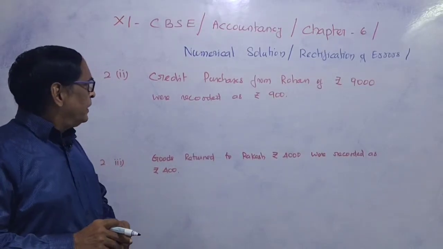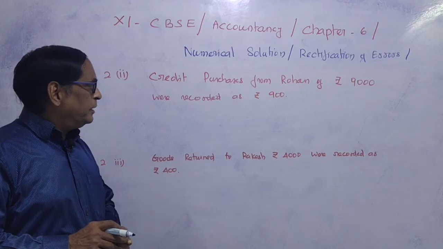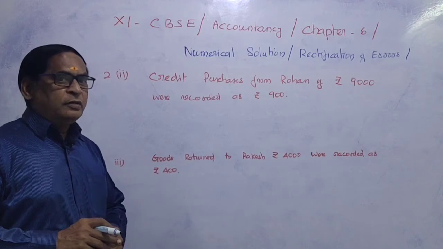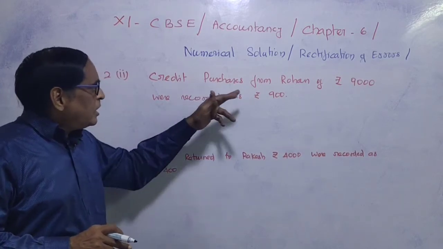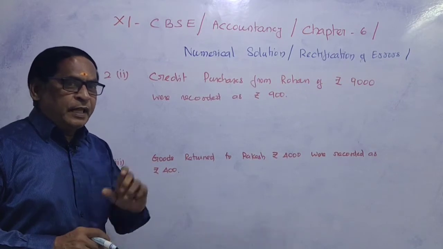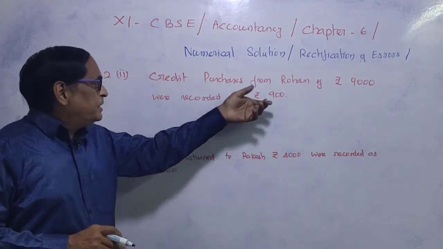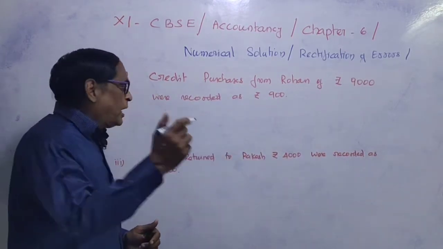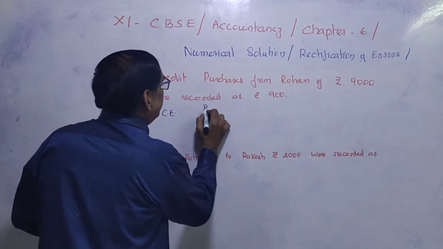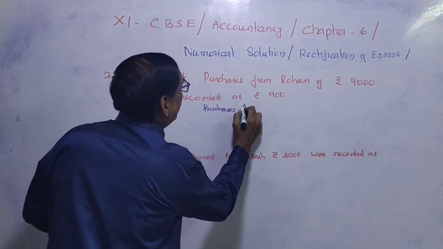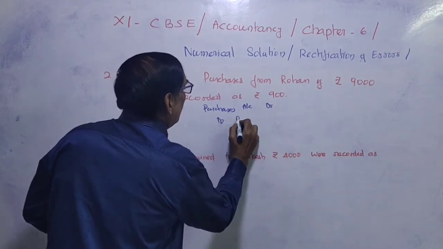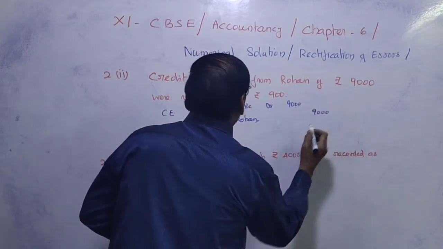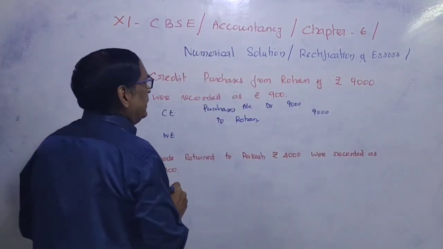The next one is the credit purchases from Rohan, rupees 9,000 were recorded as 900 rupees. So what is the correct entry? The purchases account debit to Rohan. The amount must be 9,000 rupees. But instead of 9,000 rupees, they are mentioning 900 rupees. They have committed the wrong entry. So the correct entry should be purchases account debit to Rohan, 9,000 rupees. It is the correct entry. But they have committed the wrong entry.